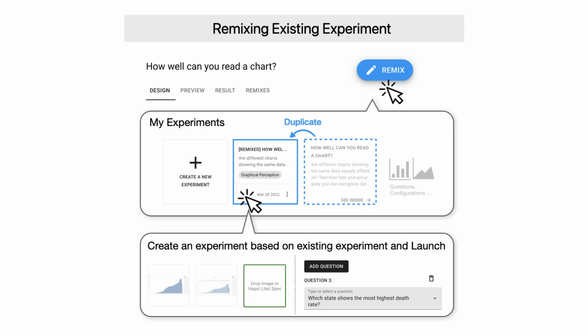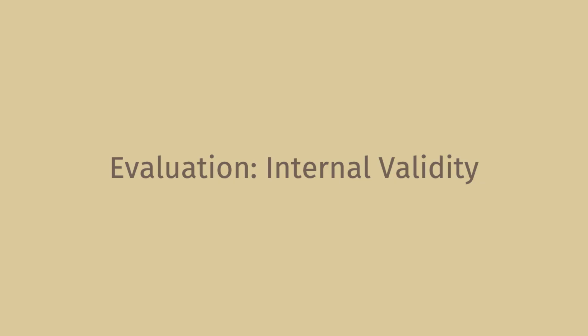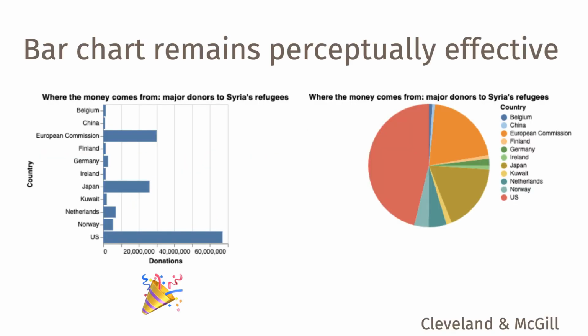Next, I will present two evaluations, starting with an evaluation of internal validity of VisLab. We reproduce the results of existing studies that we utilize for the templates. When we compare these two charts in VisLab, we find bar chart remains perceptually effective when it comes to finding a value or deriving the ratio of bigger to smaller.